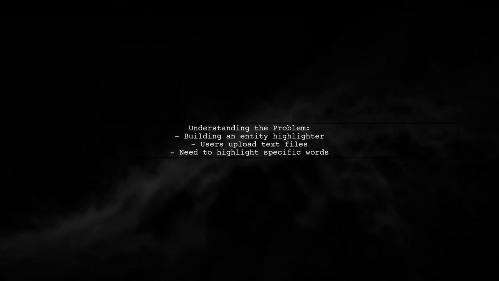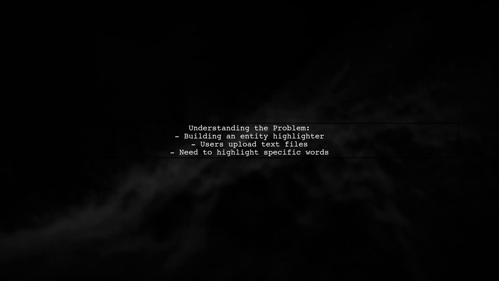Let's break down the issue. Our viewer is building an entity highlighter that allows users to upload a text file, view its contents, and highlight specific words. They want to visually highlight these words in the text, but they're facing a challenge with rendering in React.